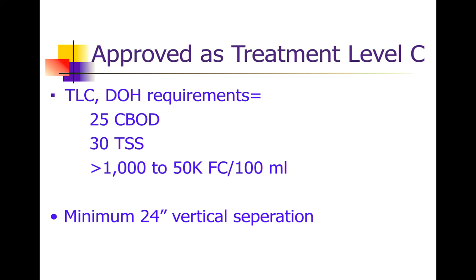Now currently the Oscar 2 is approved for treatment level C. Treatment level C under the DOH requirements is 25 CBOD, 30 total suspended solids, and anything over 1,000 fecal coliforms, up to 50,000, will put you over the limit. Both BOD and TSS were well under those limits, but again we had 1 month of the 6 that were over the 1,000 mark. So just use the way it's approved on the list. You would need a minimum of 24 inches of vertical separation.